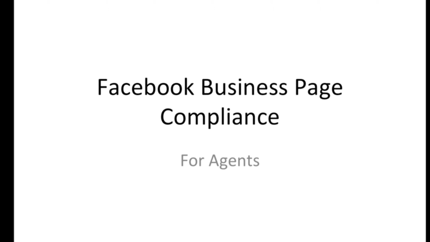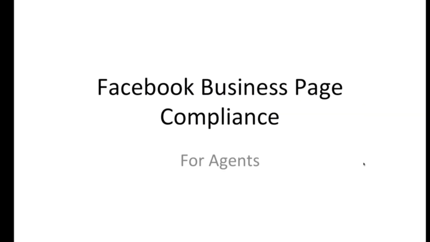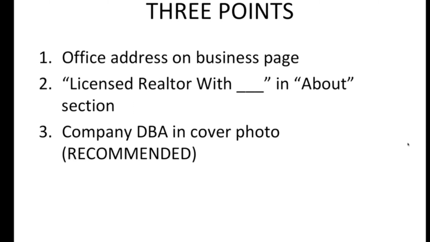So there are three main points when it comes to Facebook business page compliance for agents, and they are, if the PowerPoint would work: office address on your business page, licensed realtor with in your about section, I'll explain that more in a second, and your company DBA in your cover photo or somewhere apparent on your page. Now, that one is not necessarily required from the conversations I've had with Tracy and what we've interpreted, but I would so highly recommend it. So we're going to go into each one specifically here.